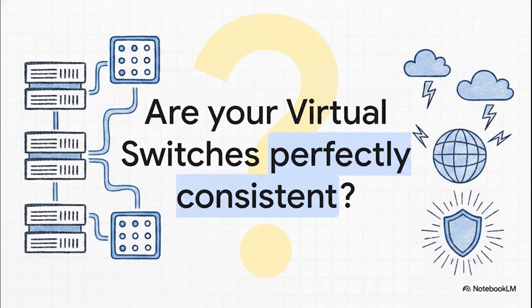So, I'll leave you with this question. Are your virtual switch configurations perfectly consistent across every single node in your environment? Go check your Prism Element today, because understanding why that consistency is the foundation of AHV networking stability isn't just how you pass the NCP-MCI exam, it's how you keep your infrastructure running flawlessly when it matters most.